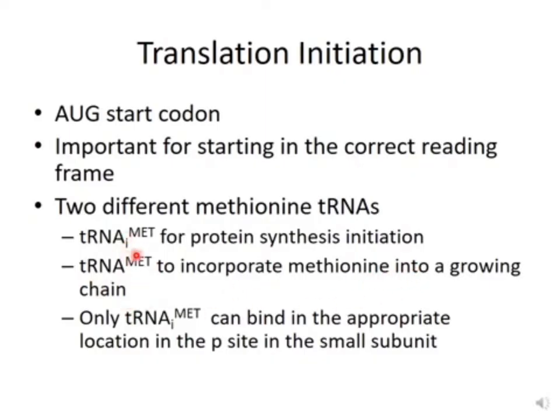So the tRNAi methionine only binds to the AUG at the start of the codon sequence. The tRNA methionine matches the AUG that incorporates methionine to the growing chain, so past the start codon. So only tRNAi methionine can bind in the appropriate location in what I just showed you, the P site in the small ribosomal subunit.